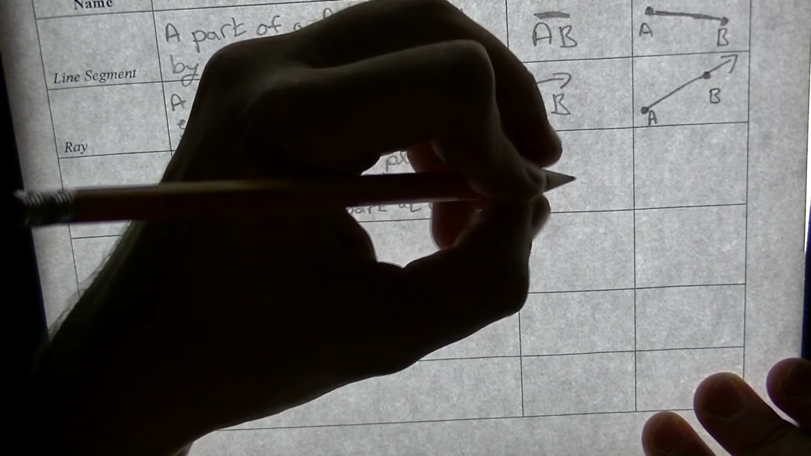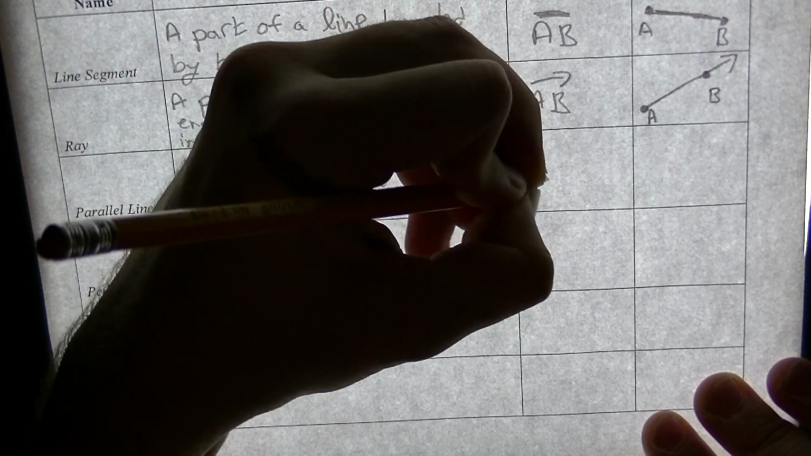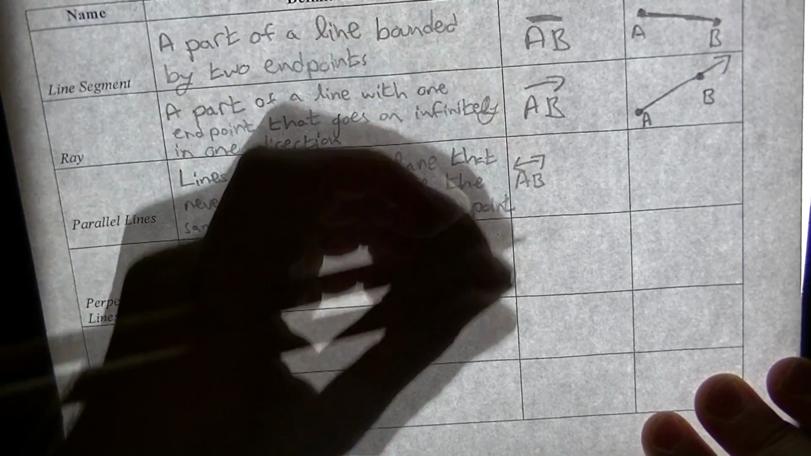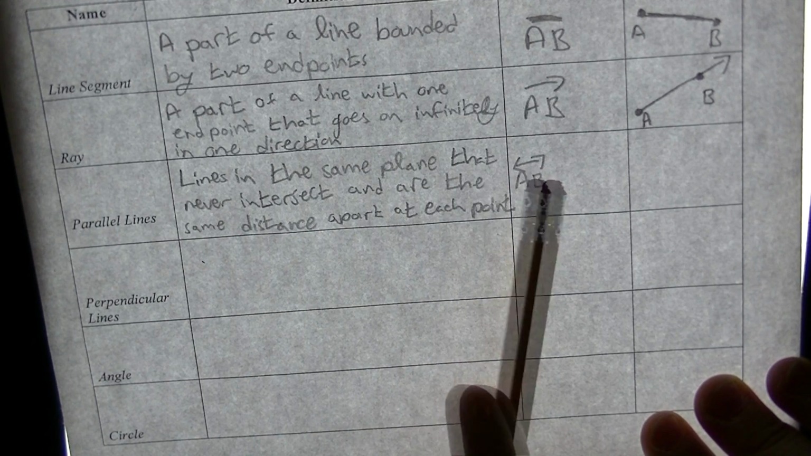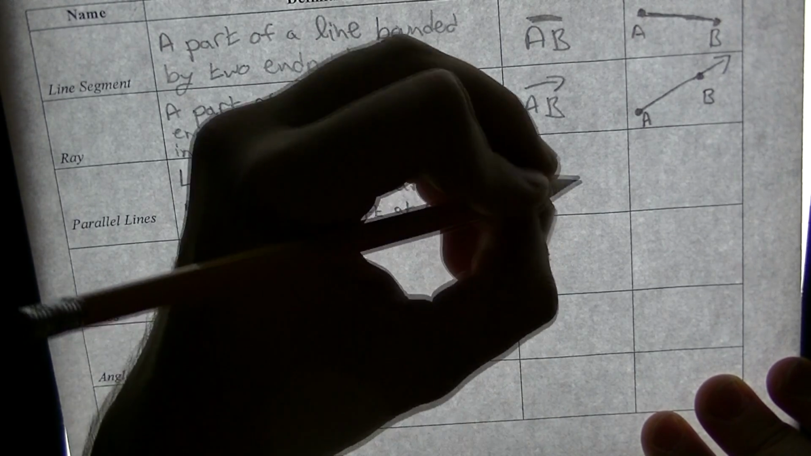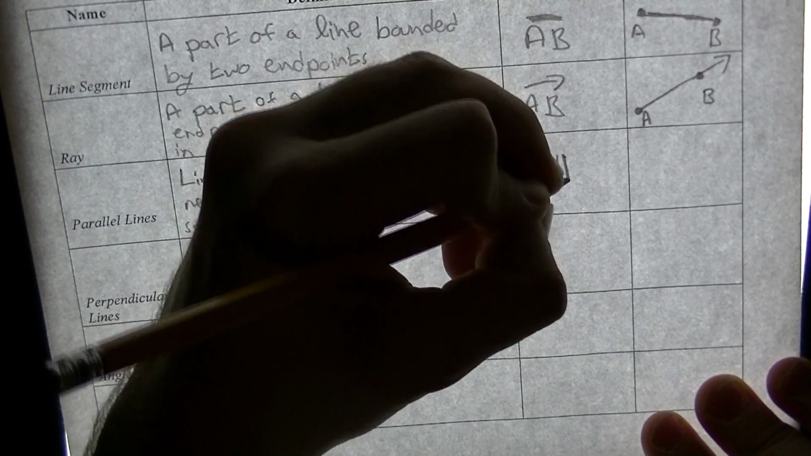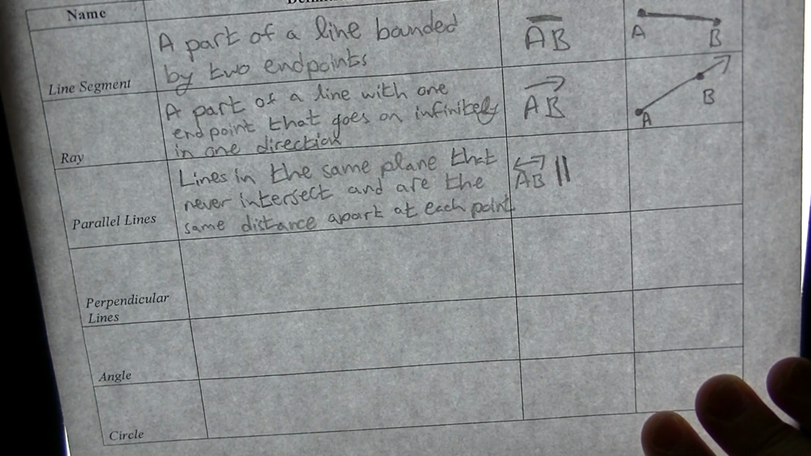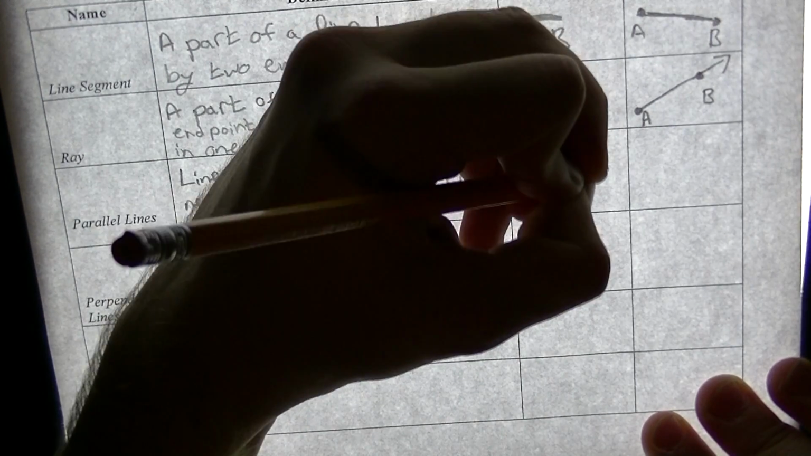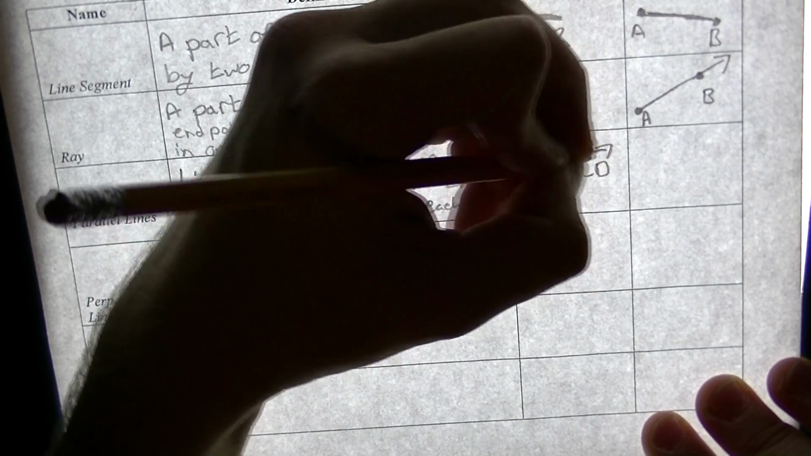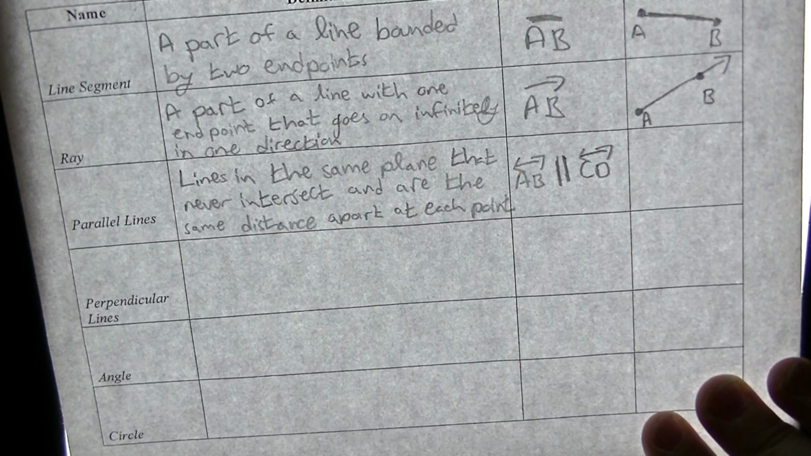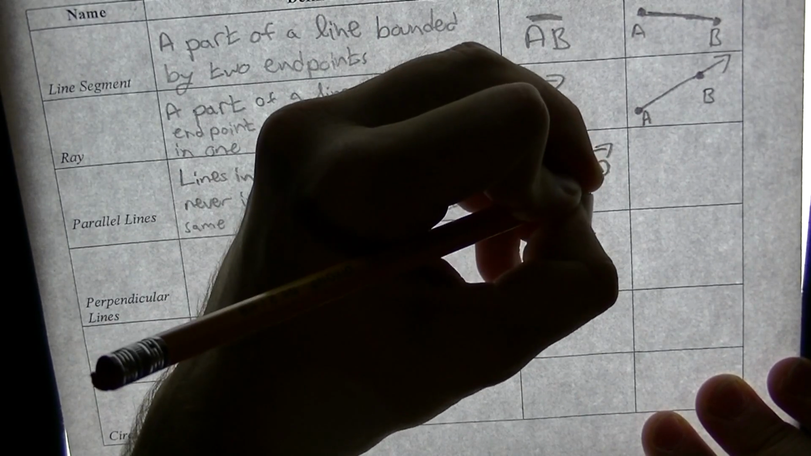And the way I'd write this is here I'll write line AB. Notice I'm writing arrows going both ways for line AB. And this symbol right here means parallel. Line AB is parallel to line CD.